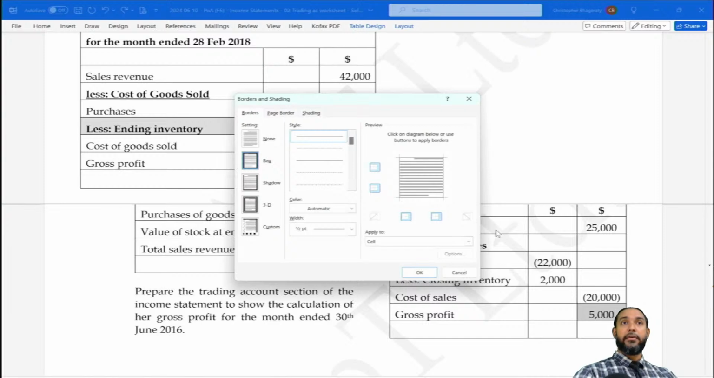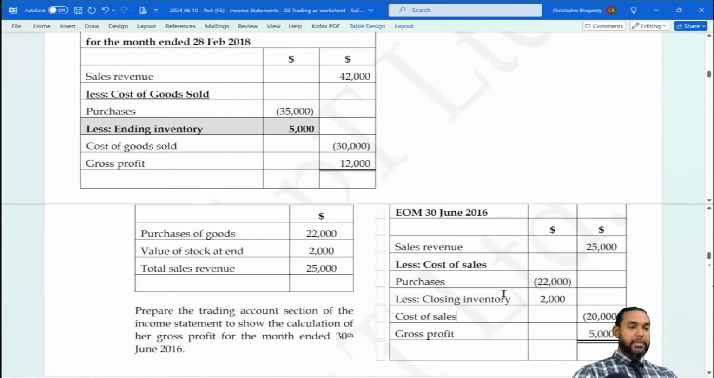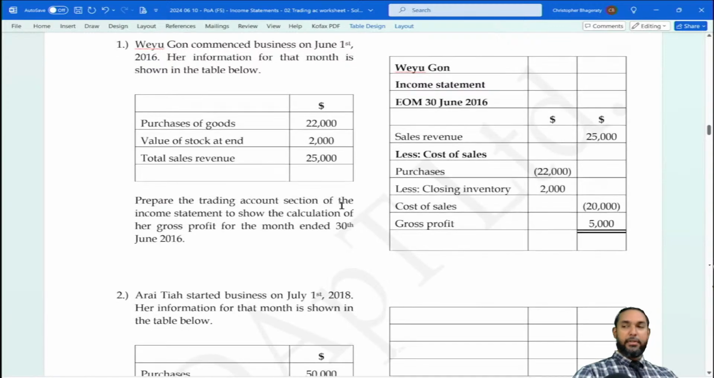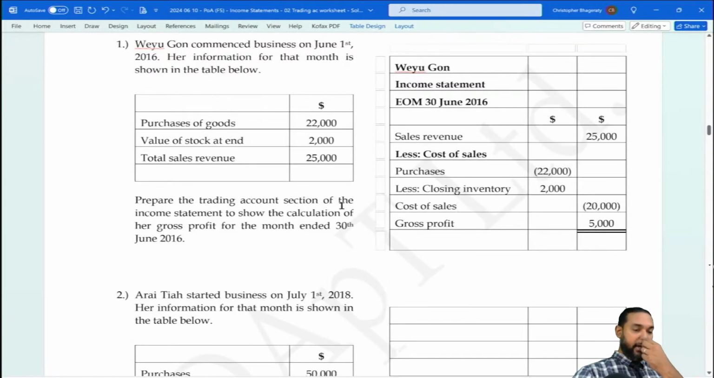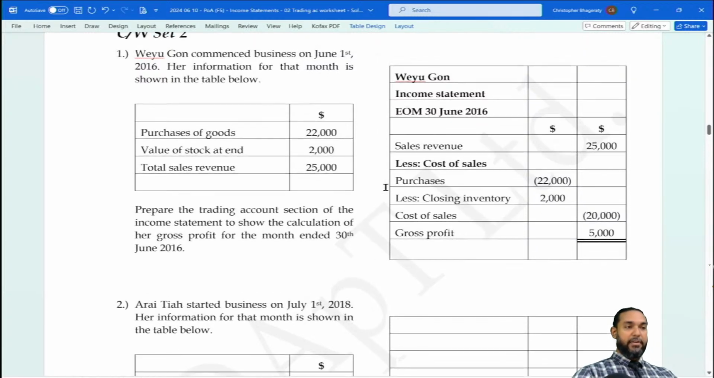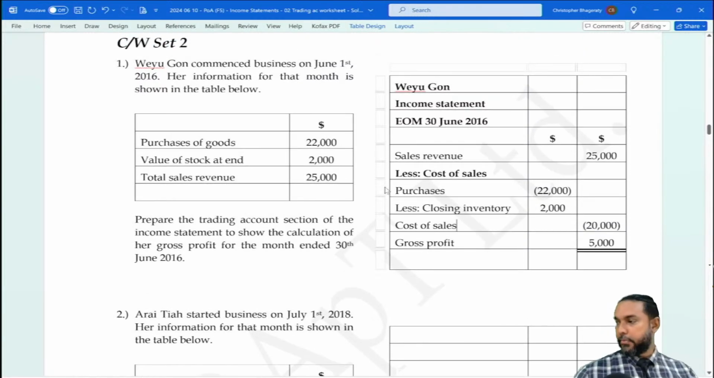Right. So that's the gross profit. Did anybody do all right here? Almost? Okay. I'll give you a minute or two again.